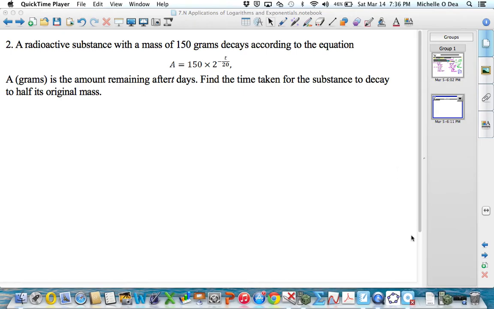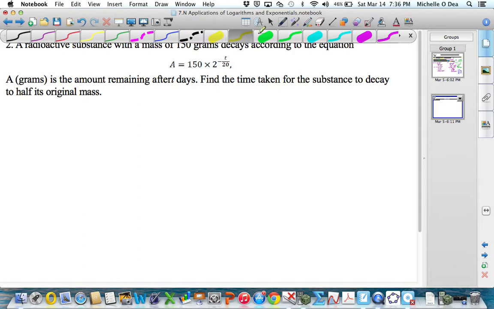Okay, so the next example is similar to the previous example we did with the applications of logs and exponentials. This time the difference is it's going to be a decay, so over time something is getting smaller. Growth is when over time things get bigger, obviously. So we have a radioactive substance with a mass of 150 grams. So remember, the units are important.